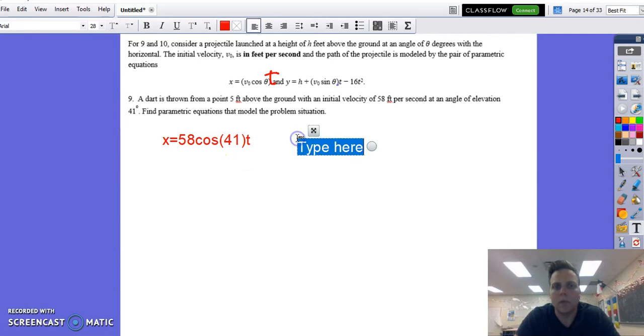Now, my y equals equation is just simply y equals h. That means starting height. And it tells me the dart was thrown 5 feet above the ground, so 5 plus v naught, which in this case is 58, sine 41 times t minus 16t squared. There I go. That's all it wants. It just wants the two parametric equations. So really, you're just plugging in, and that's it. That's all you're trying to do.